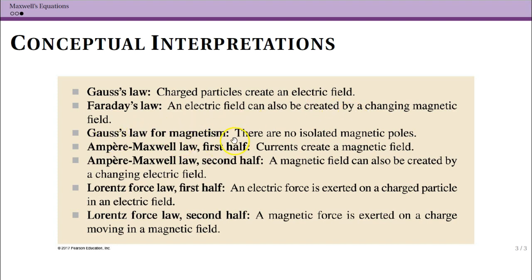In Gauss's law for magnetism, instead of charge enclosed as in Gauss's law for electric fields, we just have zero. And that's because there are no isolated magnetic poles. We never find a north or south by itself.